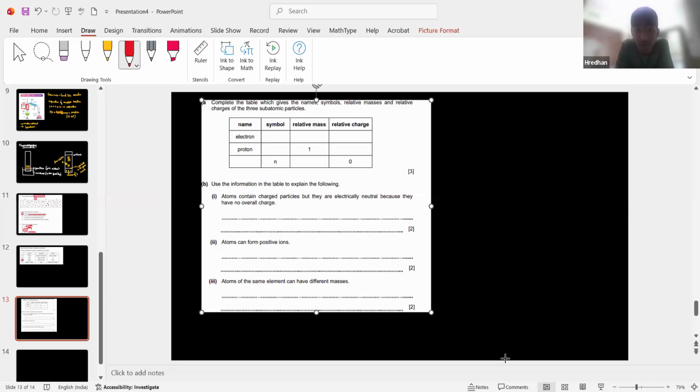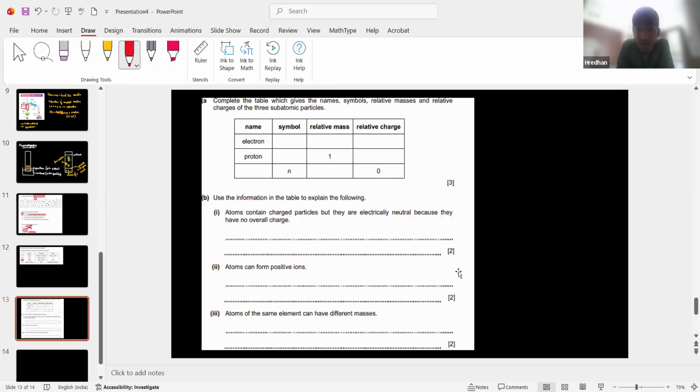Okay, complete the table which gives the names, symbols, relative masses and relative charges of the three subatomic particles. So proton's symbol is N. No, it's P. Its relative mass is 1 and its relative charge is +1. Electron has a relative mass of 0. Charge is -1, and for proton the charge is +1. Then this one's a neutron. It has a mass of 0. Okay.